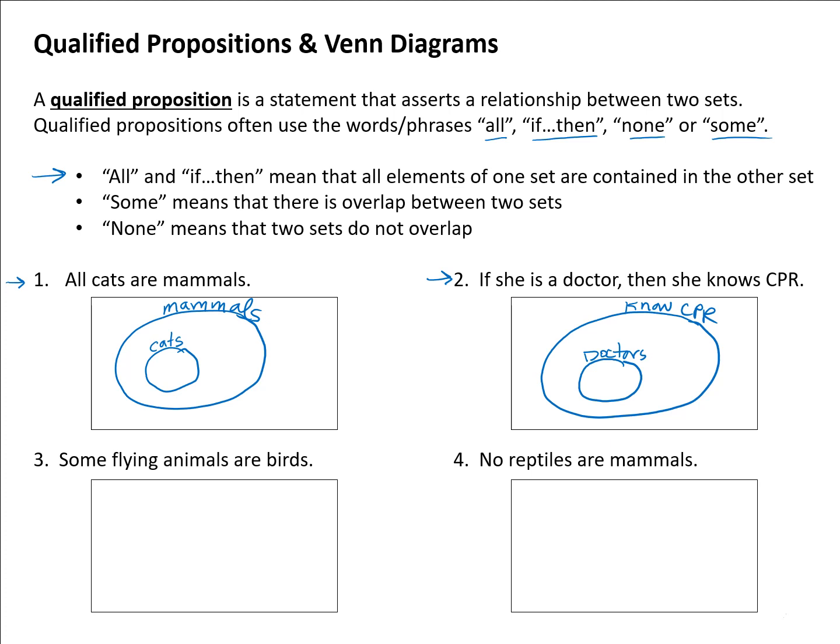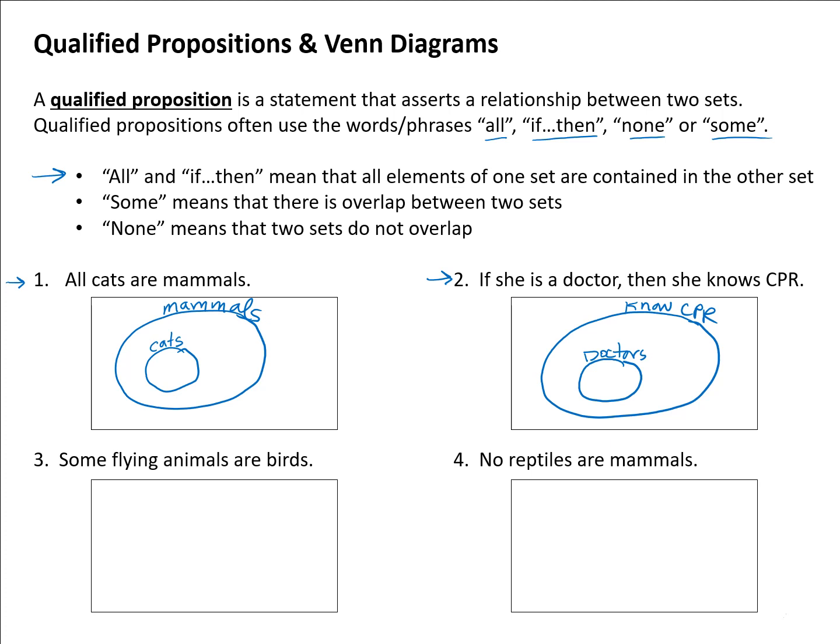Now, if you know CPR, you may be a doctor, but you may also be someone that is inside the know CPR circle, but not inside the doctor circle, as you can see from this green asterisk. So remember, if-thens cannot automatically be reversed. So when you see an if-then statement, what you're dealing with is the if subject being a set that is entirely contained within the then subject.